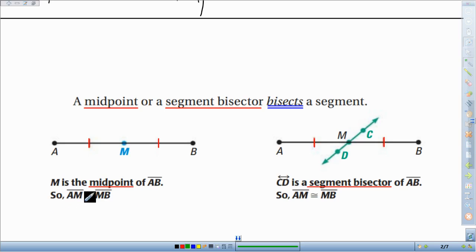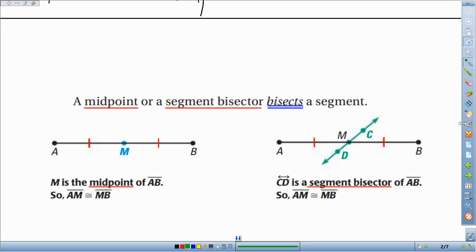Down here, this is the shorthand of what I just described. This is saying that segment AM, which would be this segment right here, is congruent to segment MB. That right there is the symbol for congruent, a little equal sign with a little squiggly line. You'll see that a lot in this class. So this is really good stuff here. Get used to some of these fundamentals.